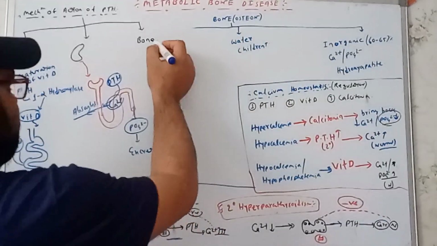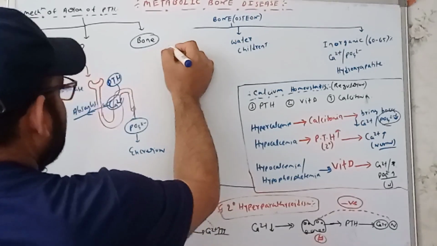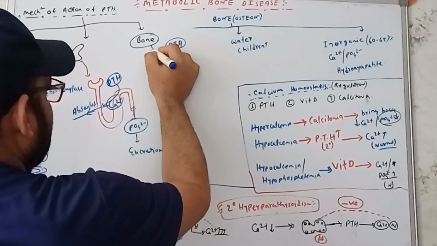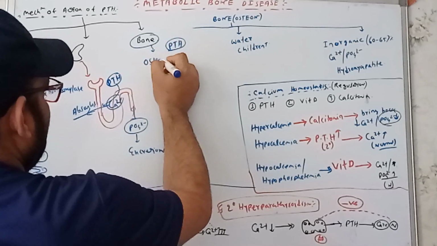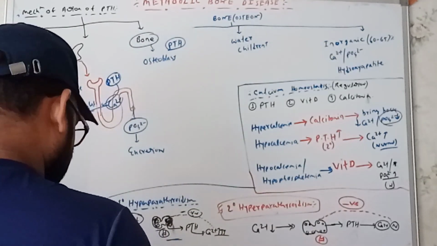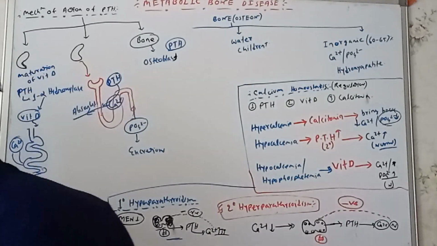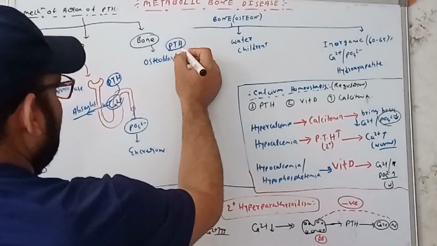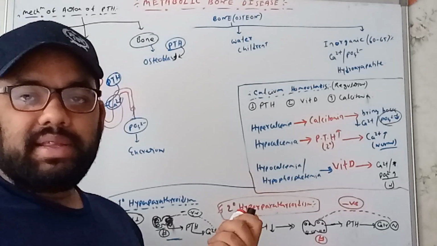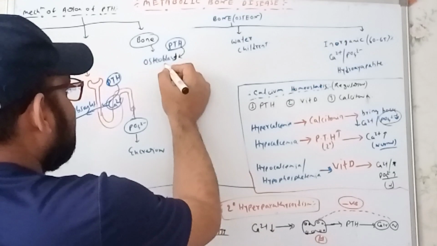The third one is bone. So see, the most important thing over here is that by the action of the parathyroid hormone, because it has receptors within the osteoblast. So once it activates the osteoblast, let's write from here. So it will activate the osteoblast. What did I say? By the action of parathyroid hormone, the osteoblast will be activated, and the osteoblast will secrete what?